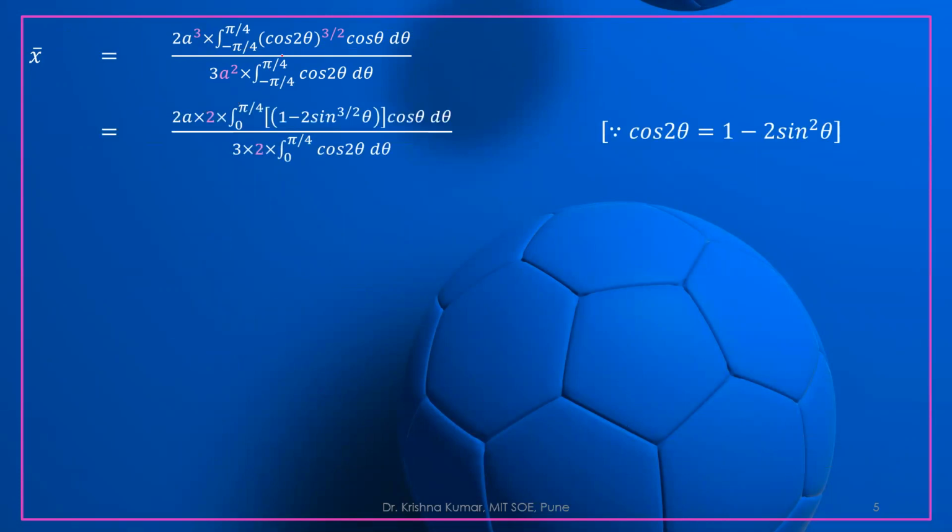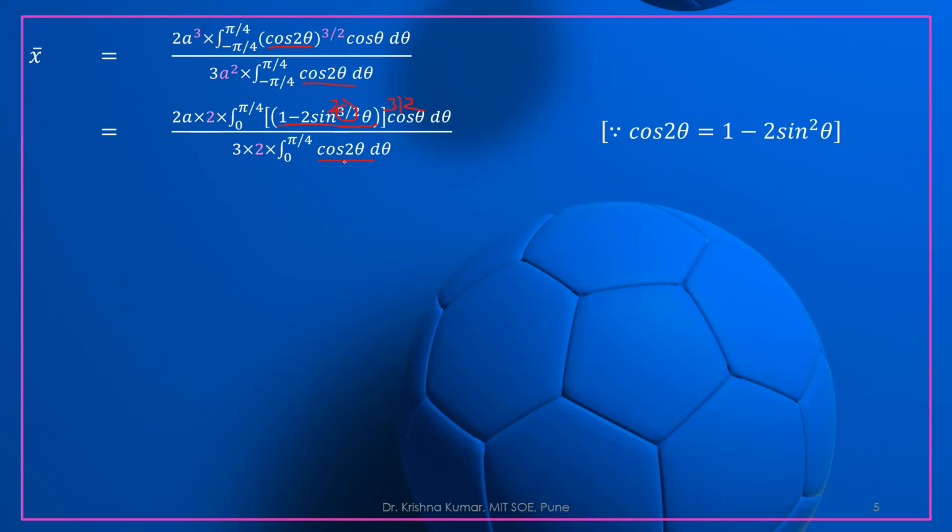So x bar is equal to... actually, a square and a cube will be cancelled. Same step. Okay, what is cos 2 theta? Cos 2 theta can be written as... this is wrong. It is 1 minus 2 sine square theta, and whole to the power 3 by 2, cos theta. Similarly, the denominator is cos 2 theta.